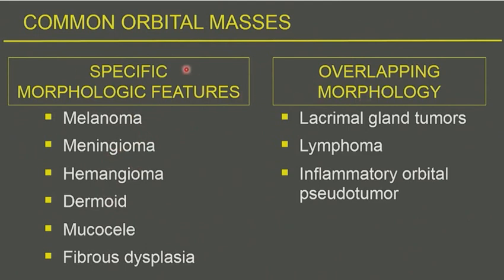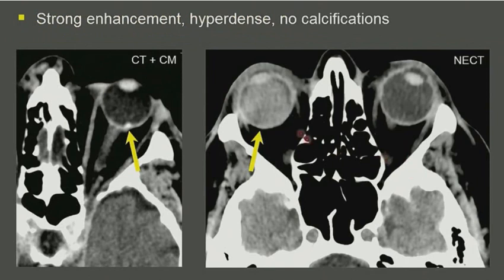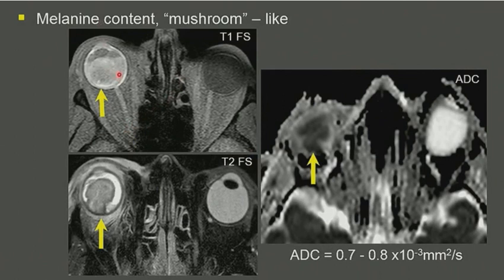Now let's start with those lesions that have specific morphologic features. The most common primary intraocular tumor in adults is uveal melanoma, and it has the highest incidence in Caucasians around the age of 53 years. On CT images in patients with uveal melanoma, the lesions are hyperdense, there are no calcifications, and you will see very strong contrast enhancement even in very small lesions. On MRI, due to the melanin content, these lesions have a very high signal on fat-saturated T1, low signal on T2, and they have this characteristic mushroom-like appearance.